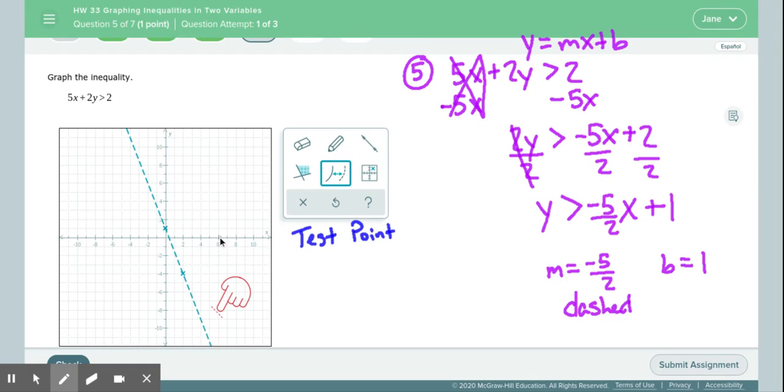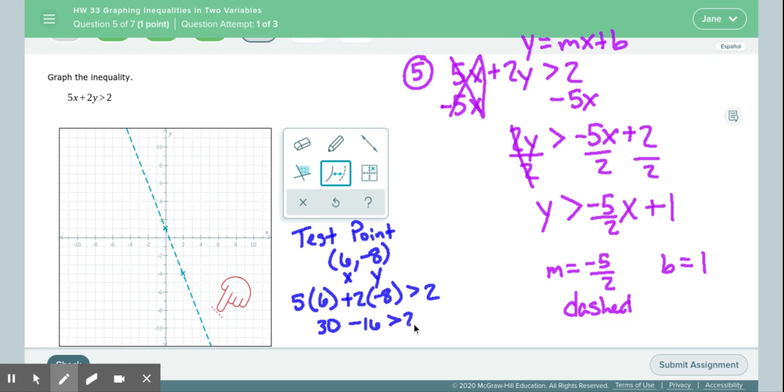All right, so any point that's not on the line, my pointer is pointing to 6, negative 8. So I'm going to go ahead and use 6, negative 8, my x followed by my y. And I'm going to plug it into the original inequality. So this is going to be 5 times x, but I'm choosing x to be 6. So 5 times 6, and then plus 2 times y, which I chose y to be negative 8, is greater than 2. So 5 times 6 for me would give me 30. 2 times negative 8 is negative 16.